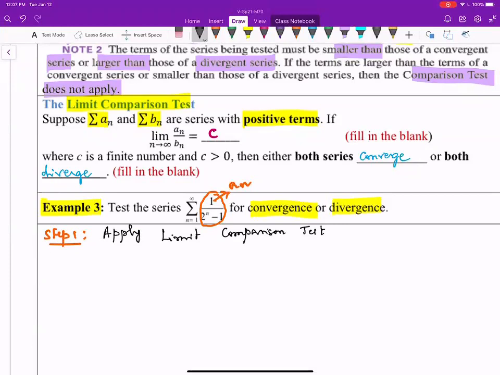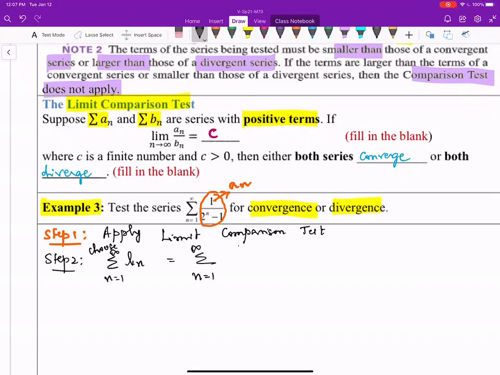And then step 2, you have to pick the series that you're comparing to. So choose sigma Bn. It should be a well-known series. It is sigma n varying from 1 through infinity. When you choose, you look at the given series.